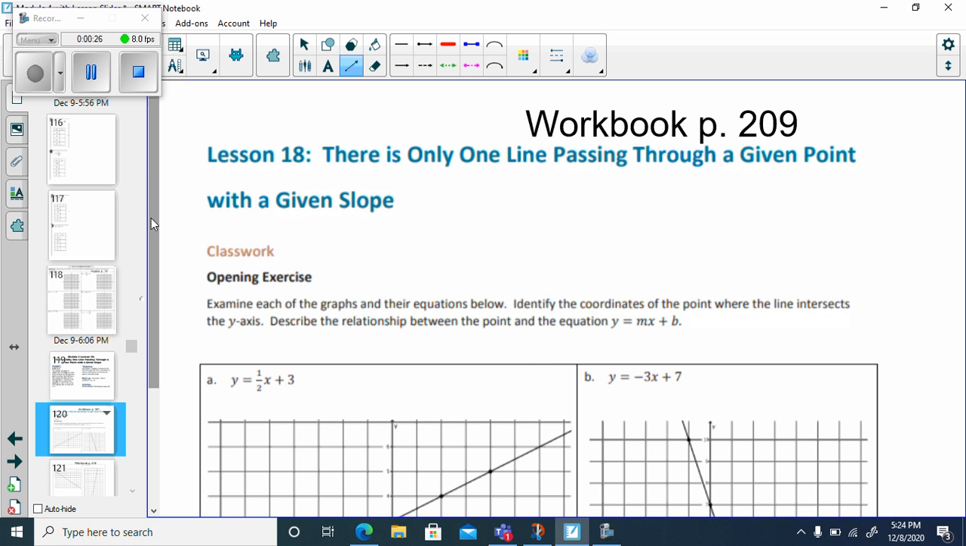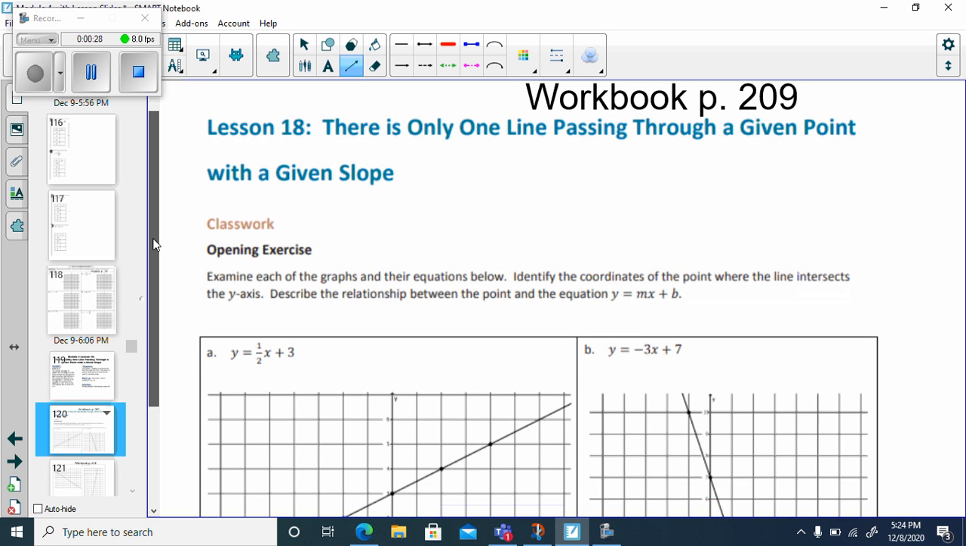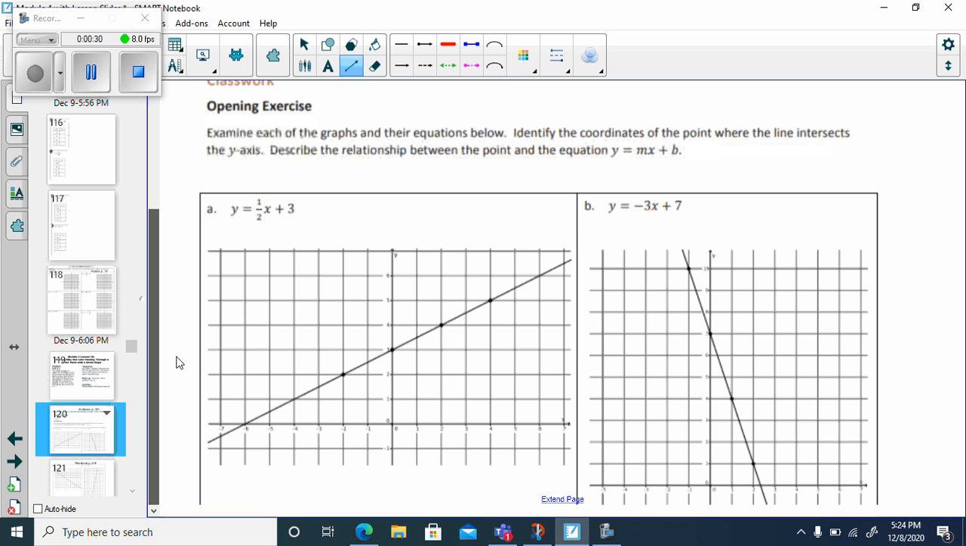Okay, this is in the workbook. This is on page 209. It says, examine each of the graphs and their equations below. Identify the coordinates of the points where the lines intersect the y-axis. And also, we're going to find the slope and the y-intercept. This is pretty easy to do, okay? Now look, first off, let me get that off there for you.